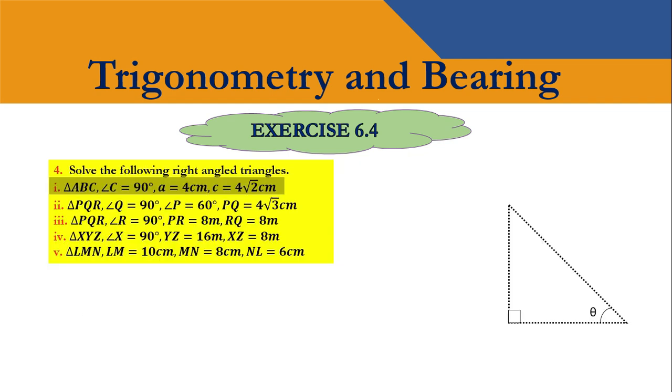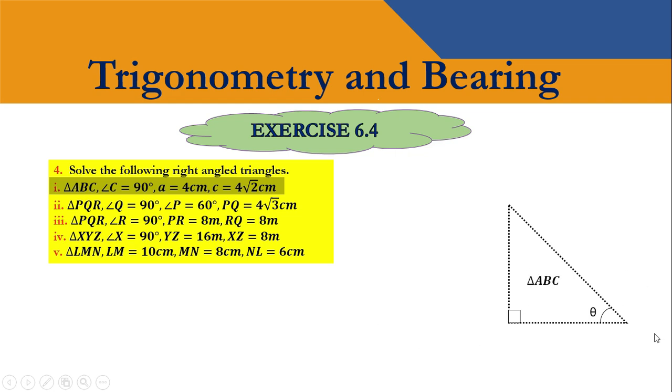Now we will solve question number 4, part number 1. In this part, a few pieces of information are given to us, and we need all the other information related to the triangle. For example, the triangle has 3 sides and 3 angles. So we will calculate all the 3 sides and all the 3 angles, and a few of the pieces of information are given to us.